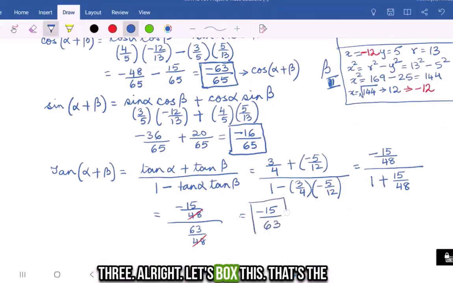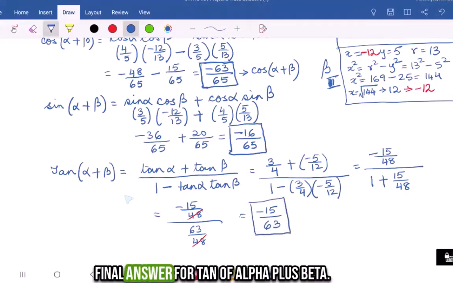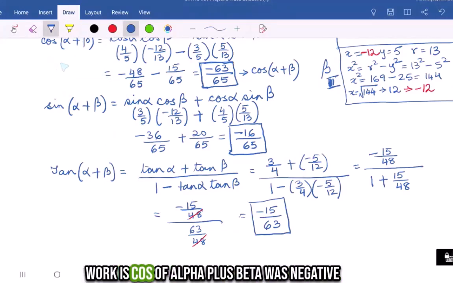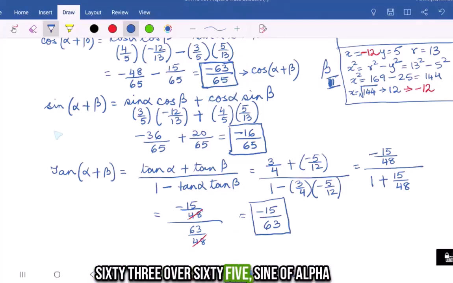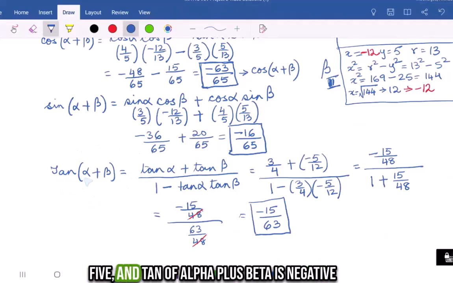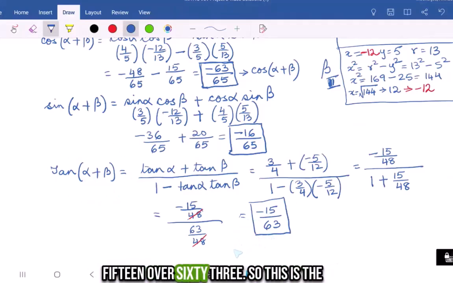All right, let's box this. That's the final answer for tan of alpha plus beta. Therefore, the final answers after all this work is cos of alpha plus beta was negative 63 over 65. Sine of alpha plus beta was negative 16 over 65. And tan of alpha plus beta is negative 15 over 63.